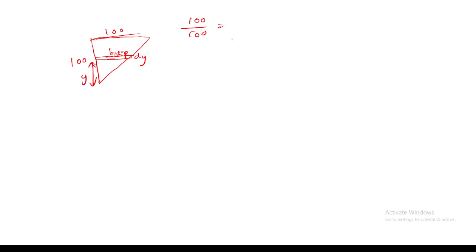So this will be b strip, and this will be y plus dy. Since dy is a very small value, we can ignore dy. So you will be getting b strip as approximately equal to y. Is the force 100 kilonewton? Yes, the first value is 100 kilonewton. Yeah, correct.